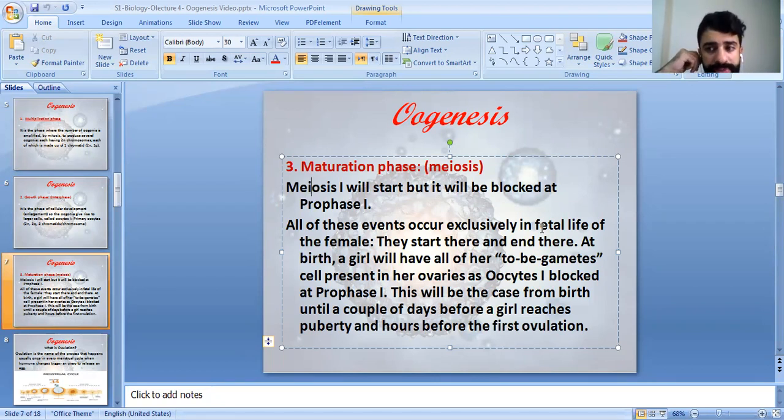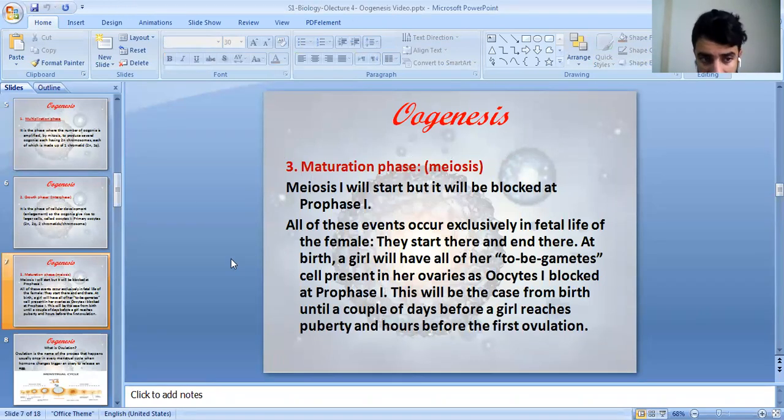meaning that before puberty, all of the girl's gamete cells are oocytes 1, blocked at prophase 1. This will be the case from birth until a couple of days before a girl reaches puberty, and hours after the first ovulation. We will talk about this. What is the meaning of ovulation and what is this? First of all, let's make sure.